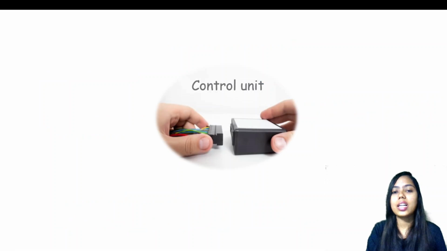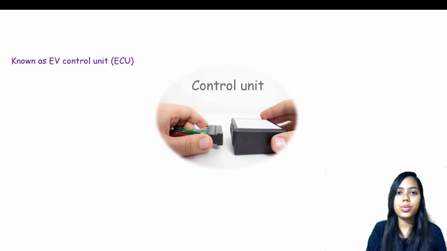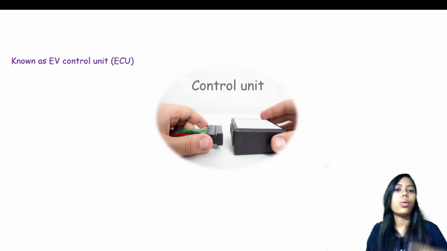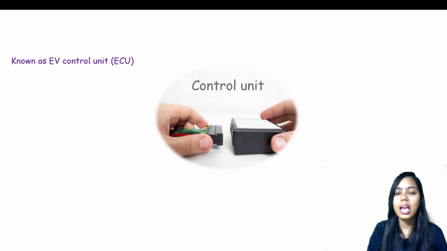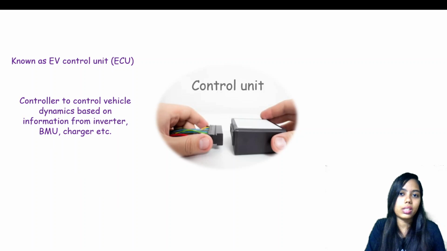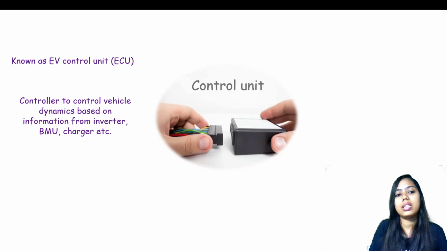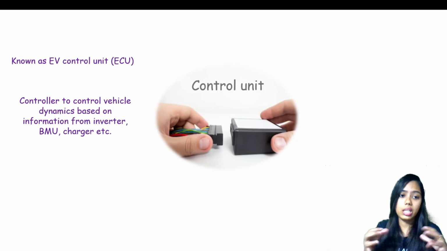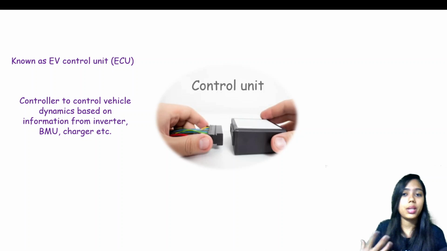The next thing is the control unit, also known as the EV control unit, EV ECU or only ECU in some literature. Why is it so important? Because it controls the vehicle dynamics based on information from various EV components like the inverter, BMU (battery management unit) and many more things.